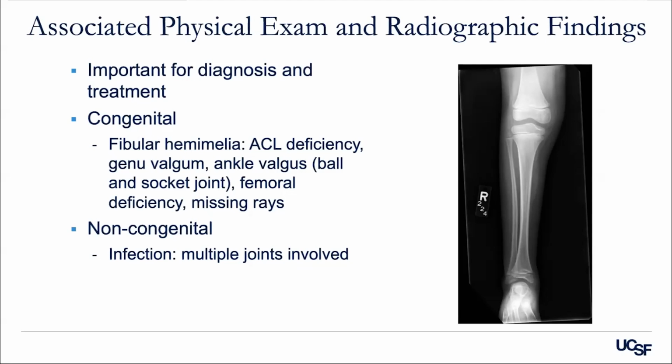And this also applies to non-congenital causes. So for example, in an infection, you can see multiple joints involved, and it would be important to identify this on the imaging.